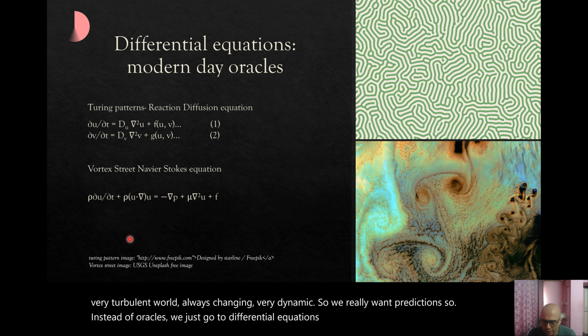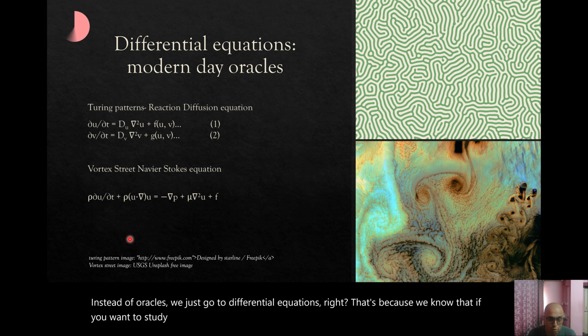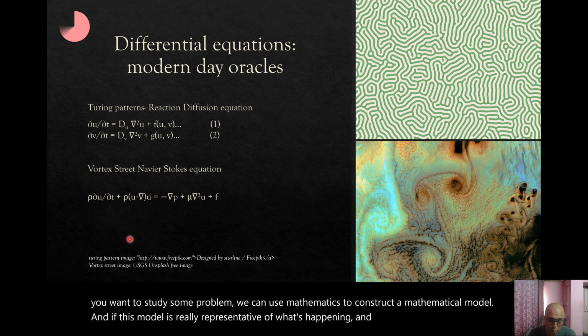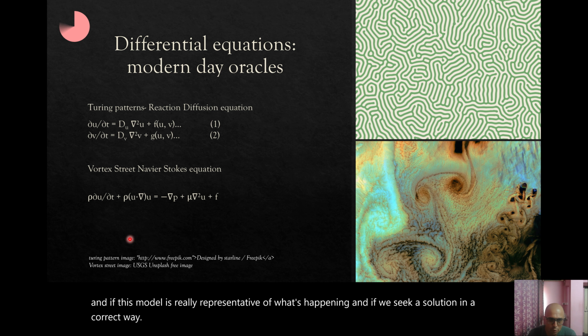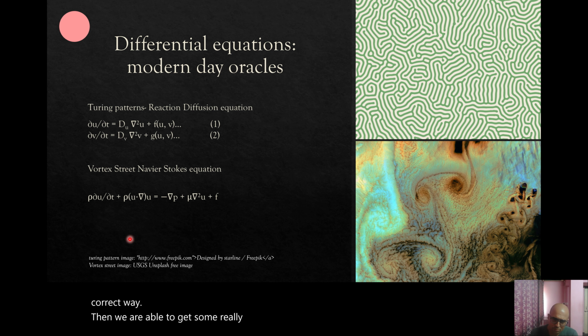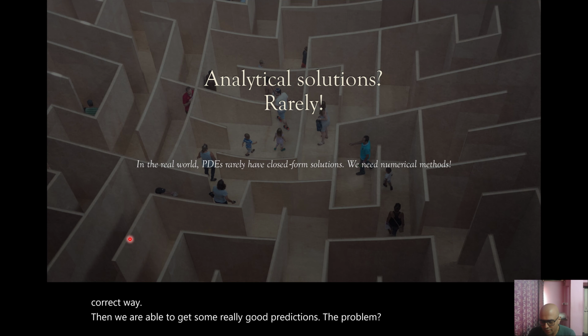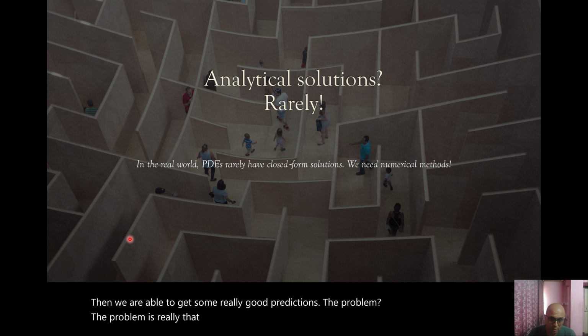That's because we know that if we want to study some problem, we can use mathematics to construct a mathematical model. And if this model is really representative of what's happening, and if we seek a solution in a correct way, then we are able to get some really good predictions. The problem is really that while we can write this model using a piece of paper and a pen, we cannot solve it that way.